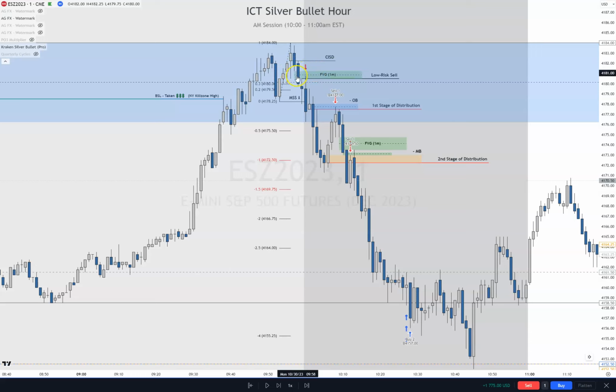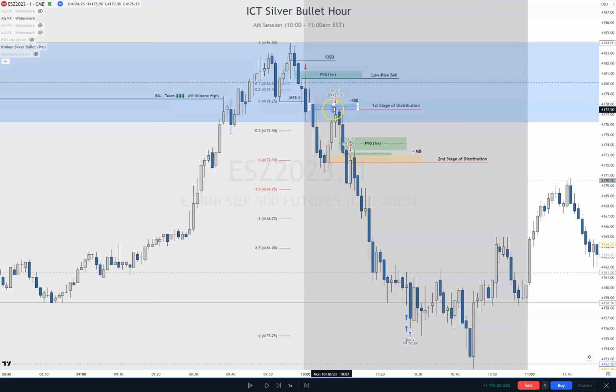And then we had a market structure shift and we had our low risk sell right here, which is a fair value gap. We didn't enter because based on TradingView, we would have been 4 or 5 handles lower. Didn't want to do that. So then we had a trade down. We had marked out an order block here.